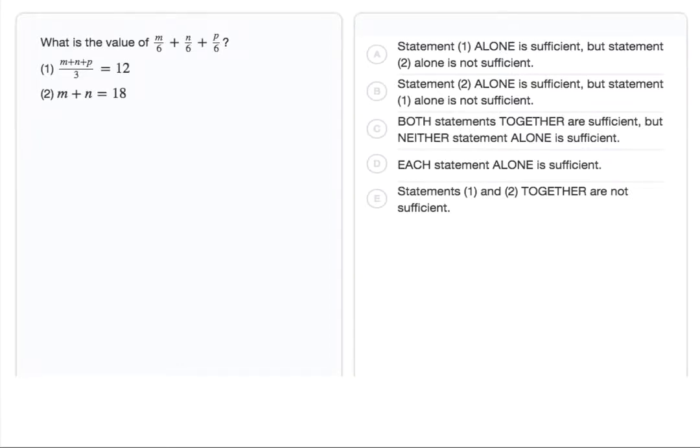To solve this data sufficiency question, let's consider each statement separately first, then together if necessary. So this question asks, what's the value of m over 6 plus n over 6 plus p over 6? Before we look at the statements, it's worth noting that hopefully we realize that expression is the same as m plus n plus p all over 6.